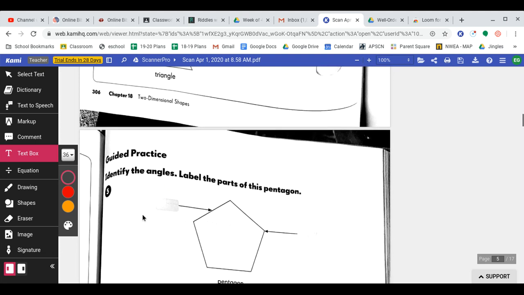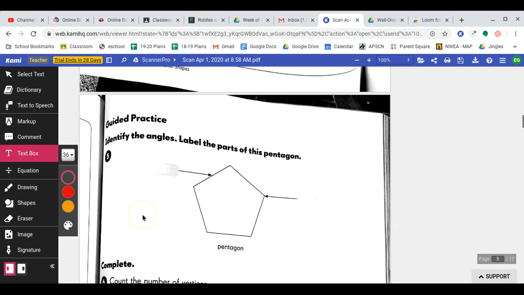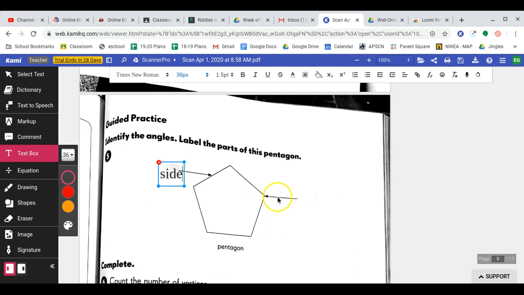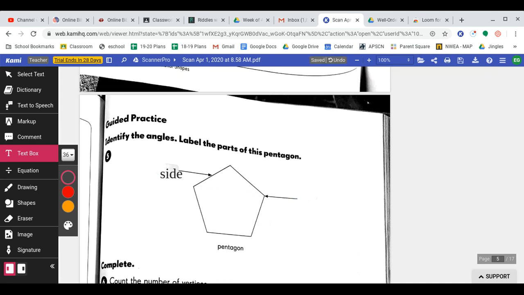Okay, now let's identify the parts of this pentagon. This is a pentagon because it has 5 sides. What is this? We call that the side. We'll go ahead and write side there. And this is a vertex.